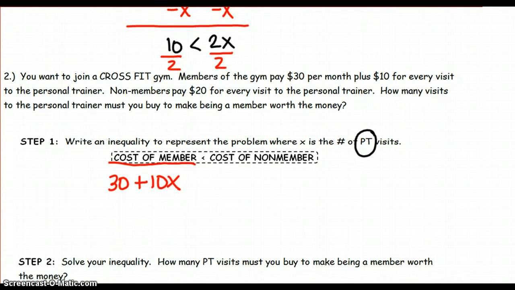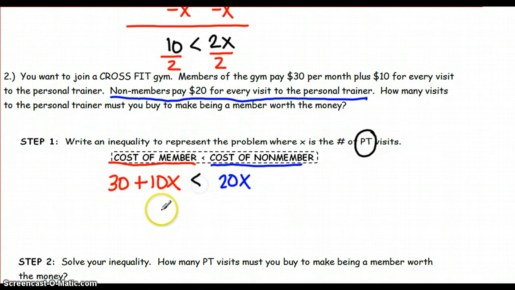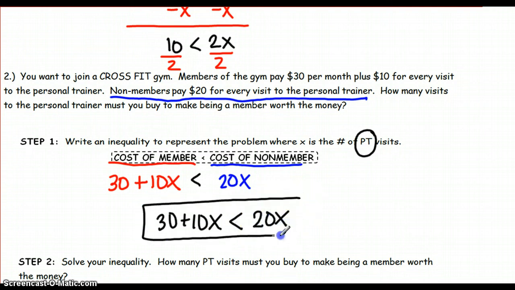Now let's take a look at non-members. Non-members, right here, pay $20 for each visit to a personal trainer, but they don't have a monthly fee. So $20 for each visit to the personal trainer. So our inequality here is 30 plus 10x. When will that be less than 20x? So this is our inequality.